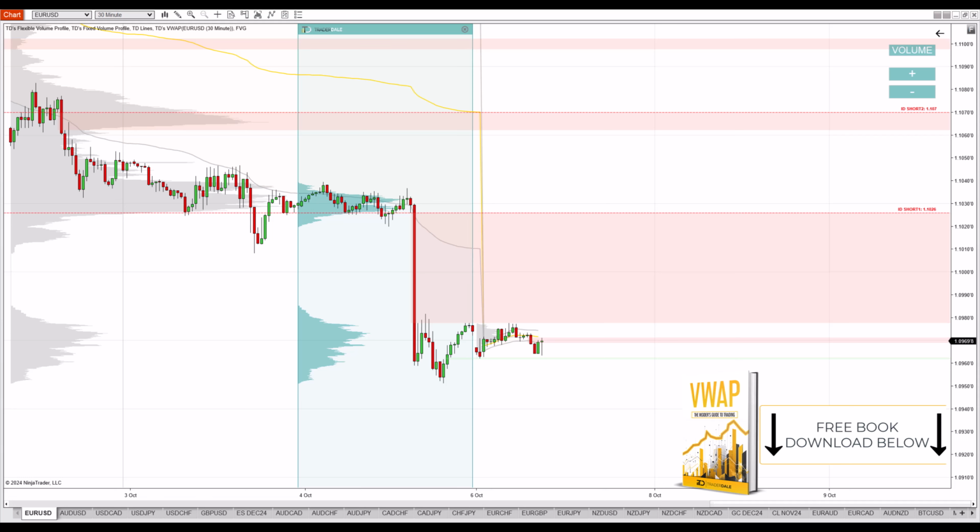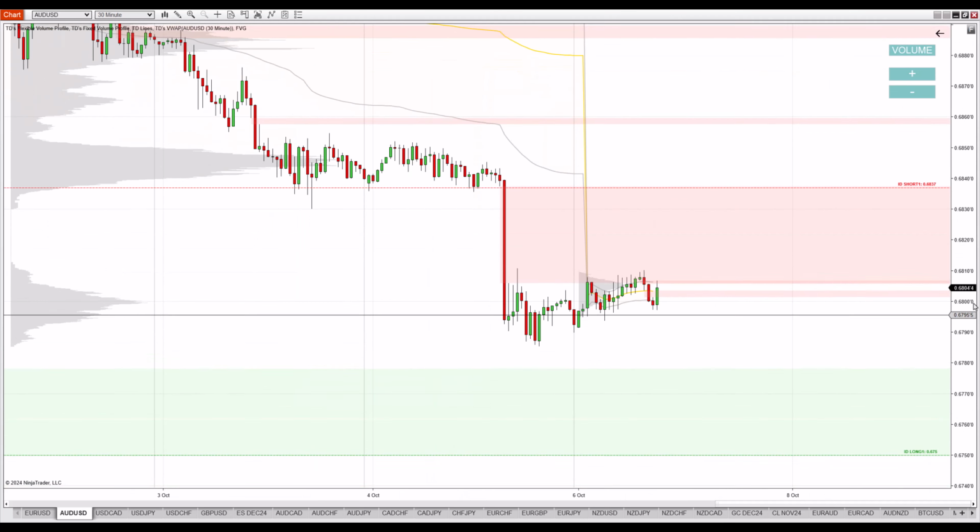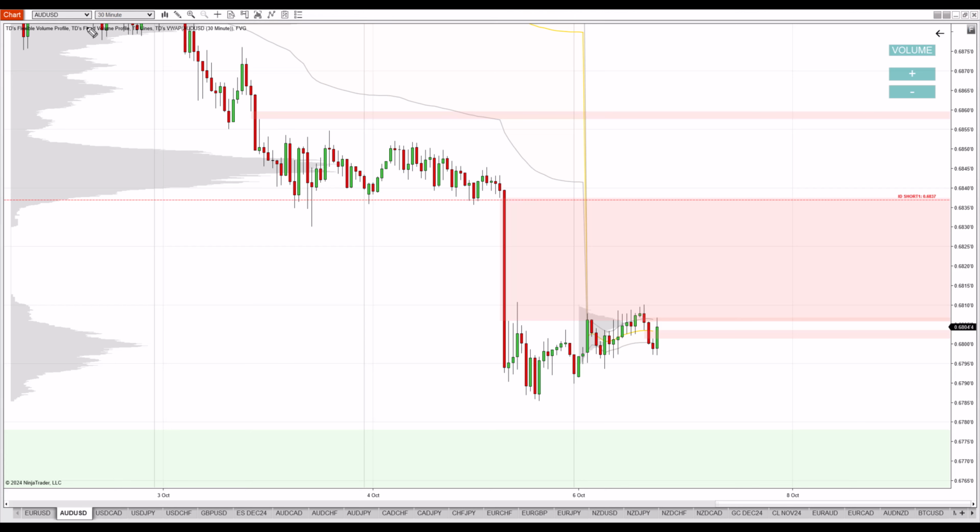The next one will be on the Australian dollar, US dollar. So this is the chart of Australian dollar, US dollar. It is a 30-minute time frame. And as you can see, it is very, very similar to euro dollar, because there was that rotation from which the strong sell-off caused by the NFP macro news started.